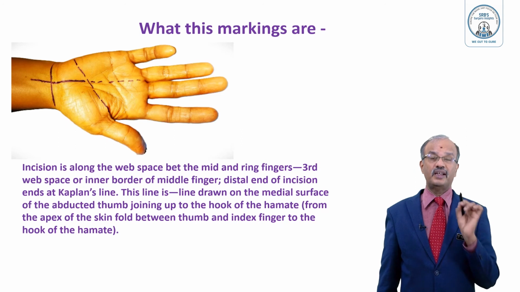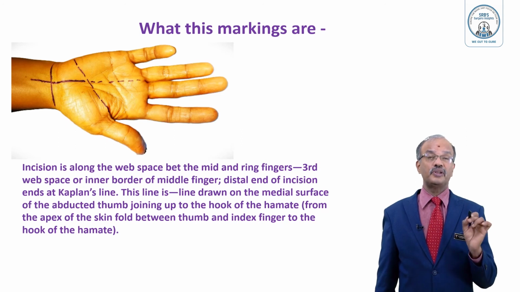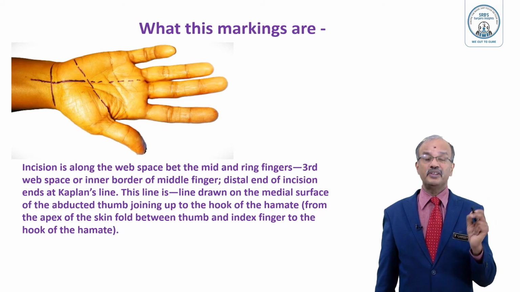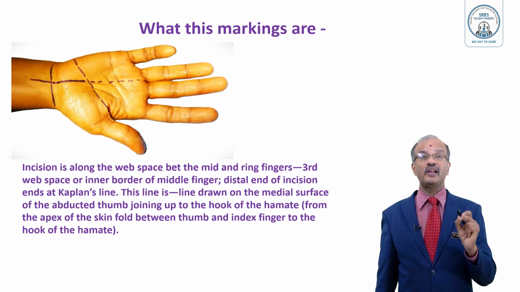the flexor retinaculum. Carpal tunnel syndrome is a compression neuropathy of the median nerve, because the carpal tunnel is between the flexor retinaculum and the carpal bones in the wrist in front. It contains mainly the median nerve and flexor tendon sheath. The ulnar nerve is outside the carpal tunnel, not inside.